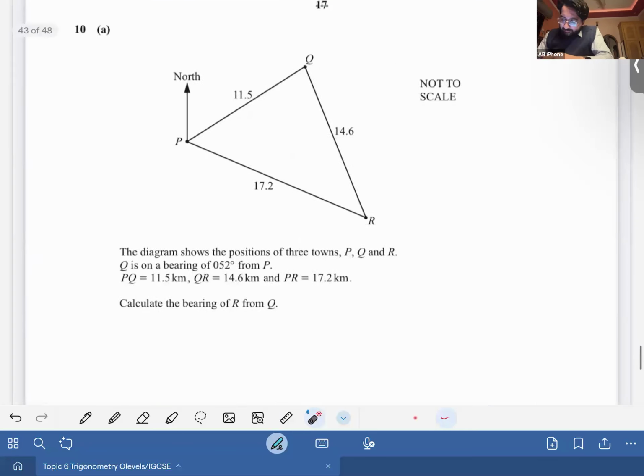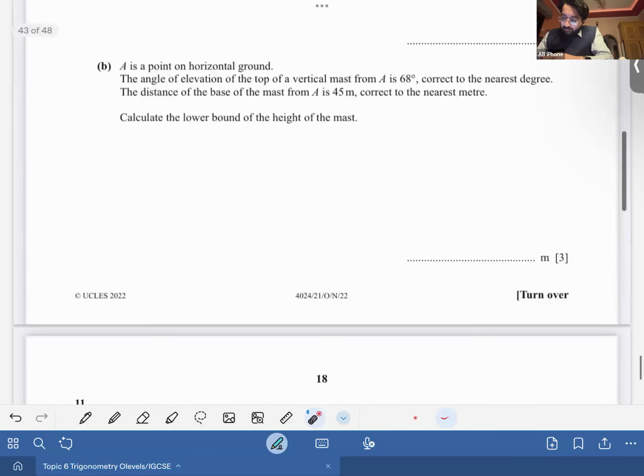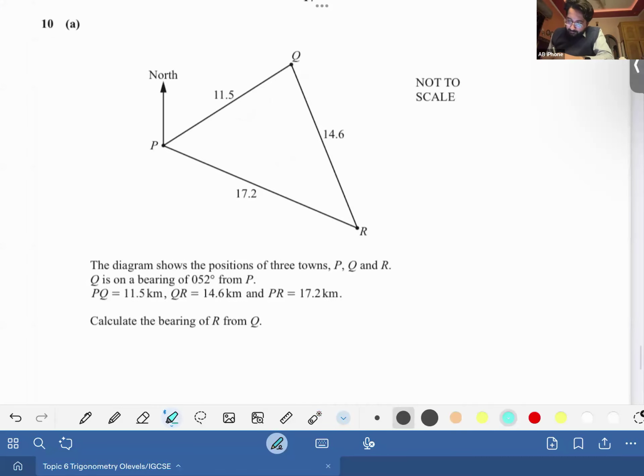Okay, question number 10, and this is from the Paper 2 October/November 2022 O Levels. The bearings show the positions of the three towns P, Q, R. Q is on a bearing of 52 degrees. P, Q, and R are all given. So calculate the bearing of R from Q.